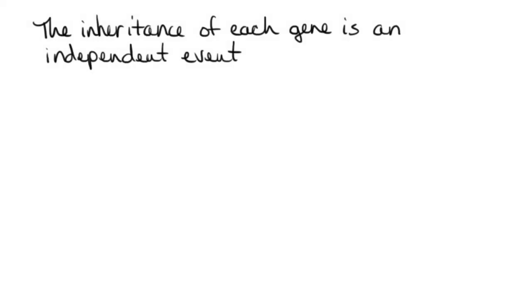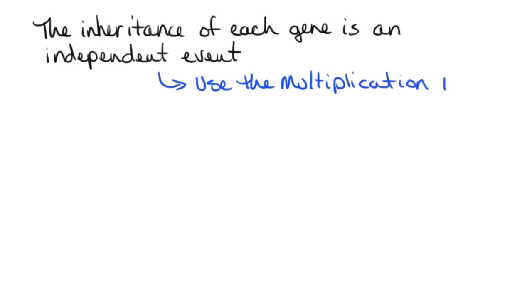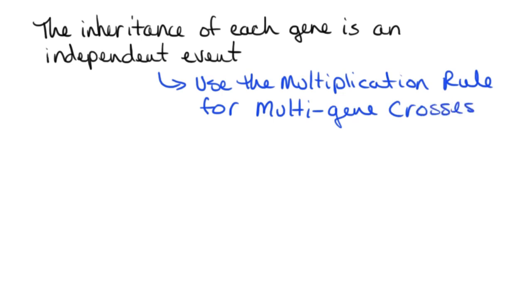The law of independent assortment states that the inheritance of each gene is going to be an independent event. So since each gene is an independent event, this is going to enable us to use the multiplication rule for multi-gene crosses.